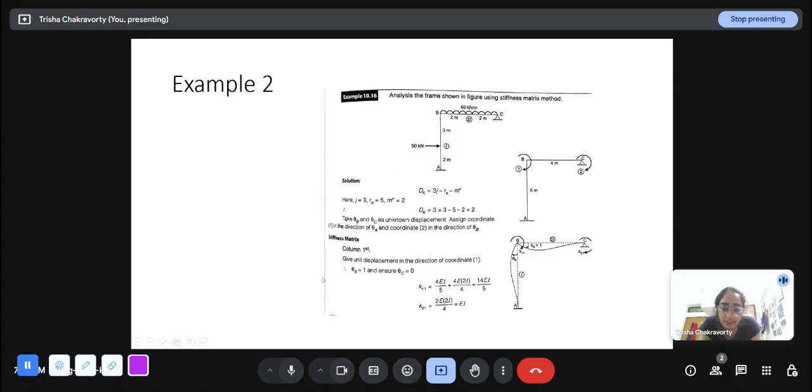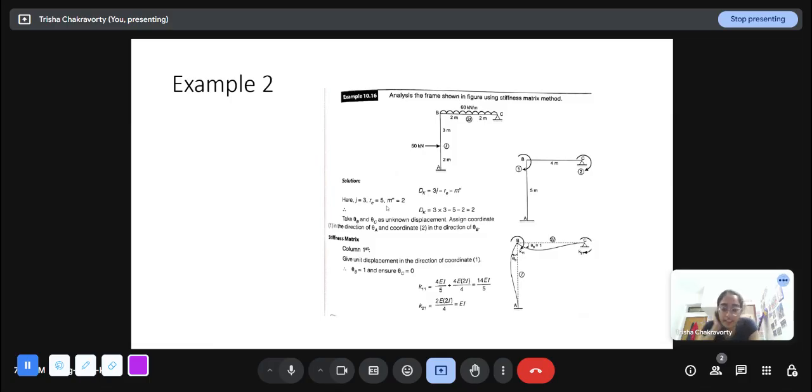column 1 will be, we give the unit displacement in the direction of coordinate 1. So theta B is 1 and theta C is 0. So K11 is 4EI by 5 plus 4E into 2I by 4, because here the moment of inertia is I, and here the moment of inertia is 2I. I is a constant. So this just says that the moment of inertia of this BC member is double; the beam is double that of the column. So we add, because it's a contribution from both members.